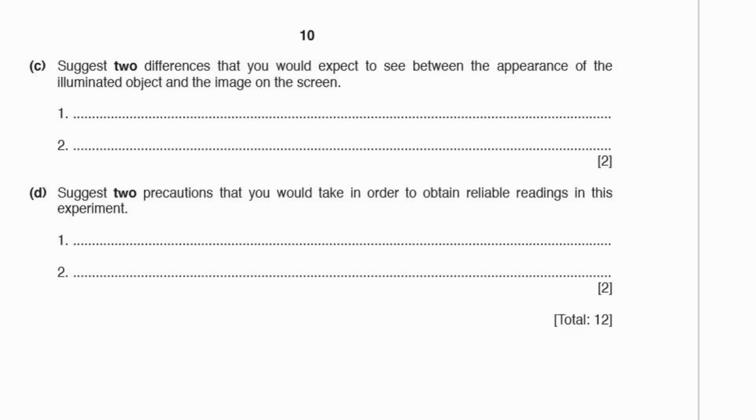C. Suggest 2 differences you would expect to see between the appearance of the illuminated object and the image on the screen. Well, first one, of course, the image on the screen will be upside down. So the image is inverted. And the second one, of course, is that the image on the screen will not be as bright as the illuminated object.